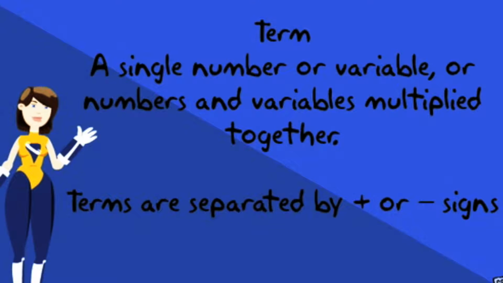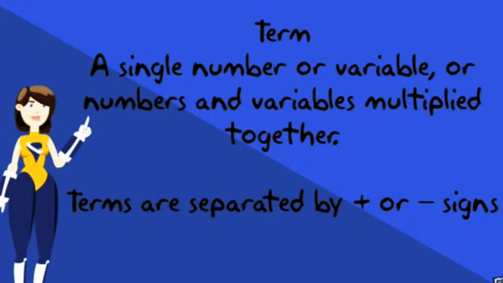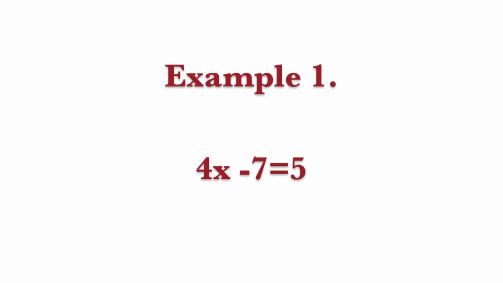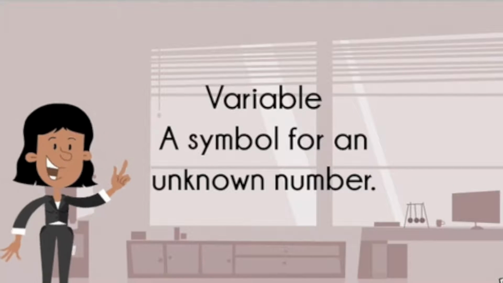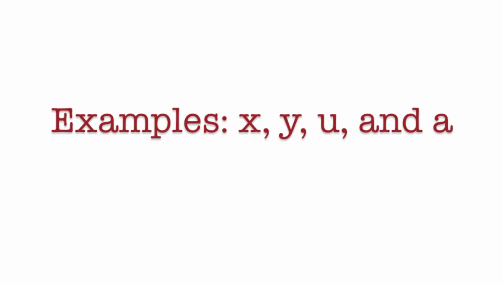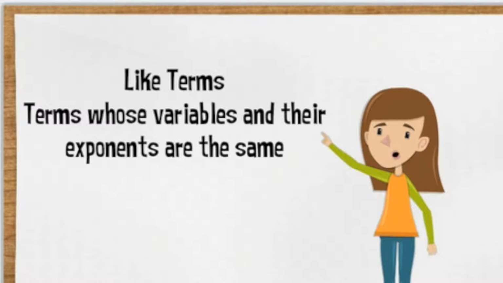A term is either a single number or variable, or numbers and variables multiplied together. Terms are separated by addition or subtraction signs. 4x minus 7 equals 5. 4x, negative 7, and 5 are all terms. A variable is a symbol for an unknown number. Like terms are terms whose variables and their exponents are the same.